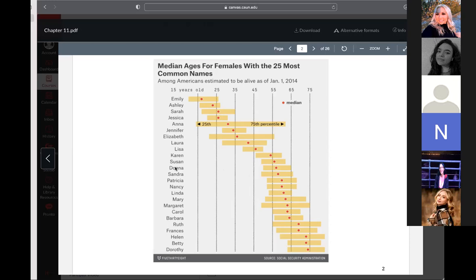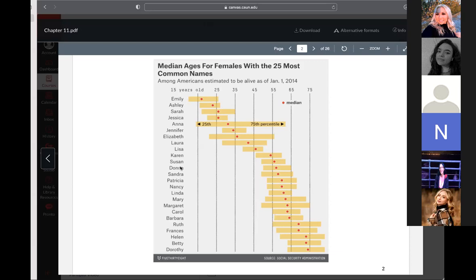According to the Social Security Administration, the name Donna lies in the 75th percentile of most common names. No, but again, you're not quite getting it. The 75th percentile is a number. In the case of Emily, the 75th percentile was 26. That number is the 75th percentile.